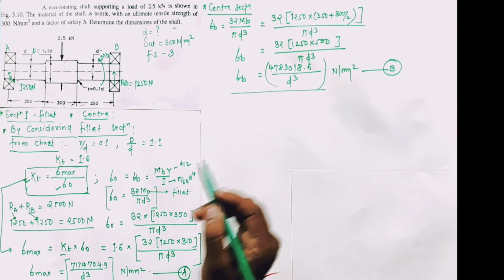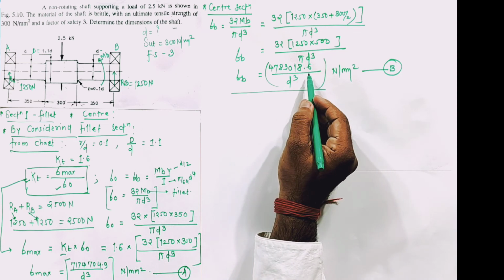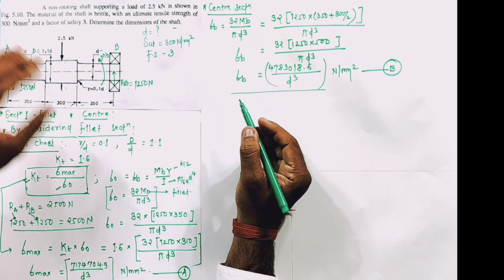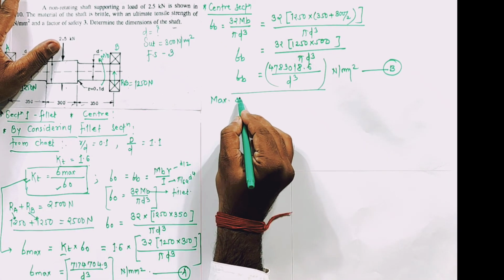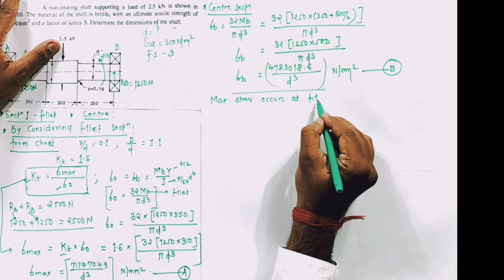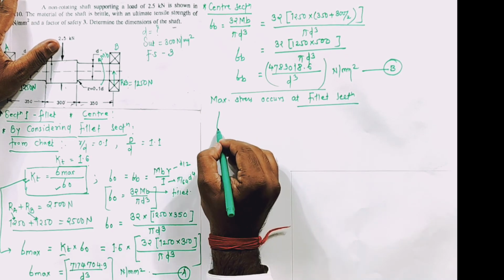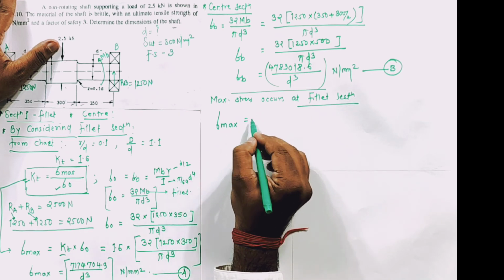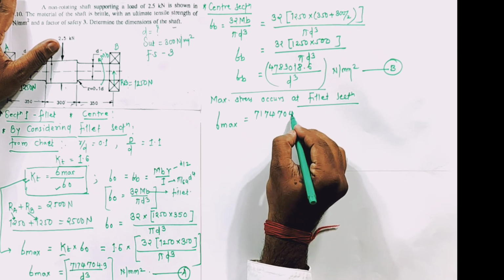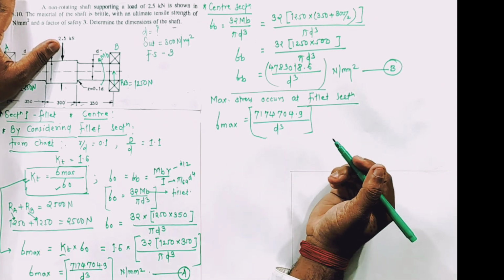Now select whichever is the maximum: 7174704 is bigger or 4783018? Of course the bigger one is the first. So I can write here that the maximum stress occurs at the fillet section. Fillet section. Is that clear? Fillet section. So at the fillet section, sigma max is equal to 7174704.9 divided by d cube. Correct? So this will be the force.